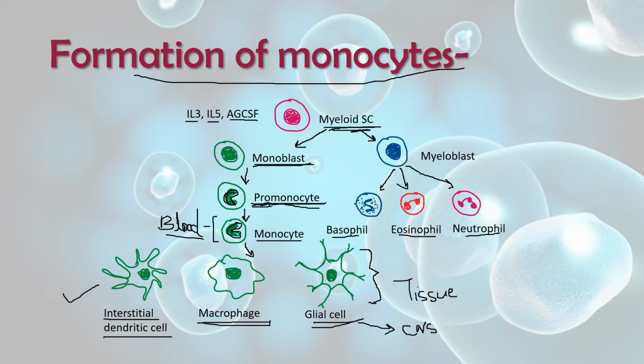When it comes from the blood to the tissue, it becomes macrophage, and when it comes to the brain it becomes glial cells, and in the interstitial spaces it becomes dendritic cell. So in our next slide we are going to learn how the myeloid progenitor cell is differentiated into the granulocytes, that is basophils, eosinophils and neutrophils.